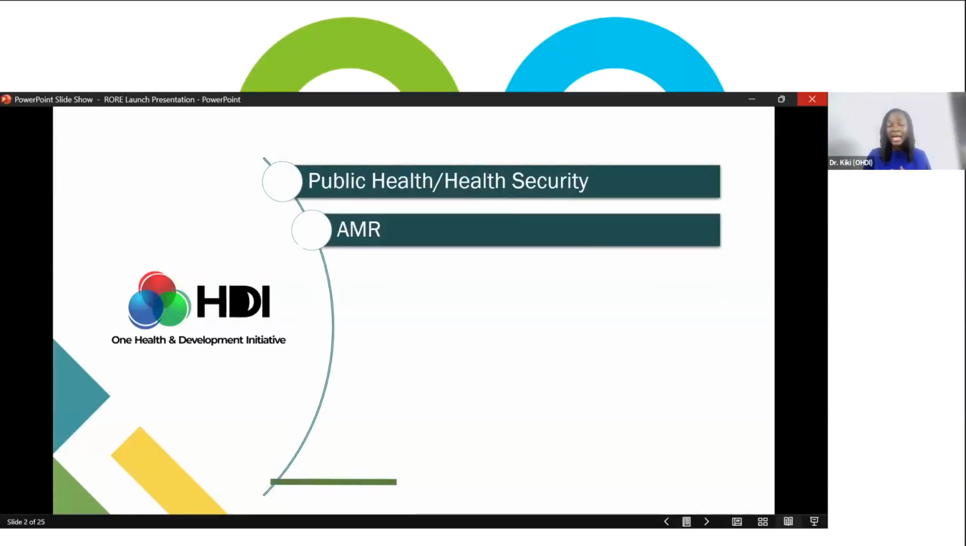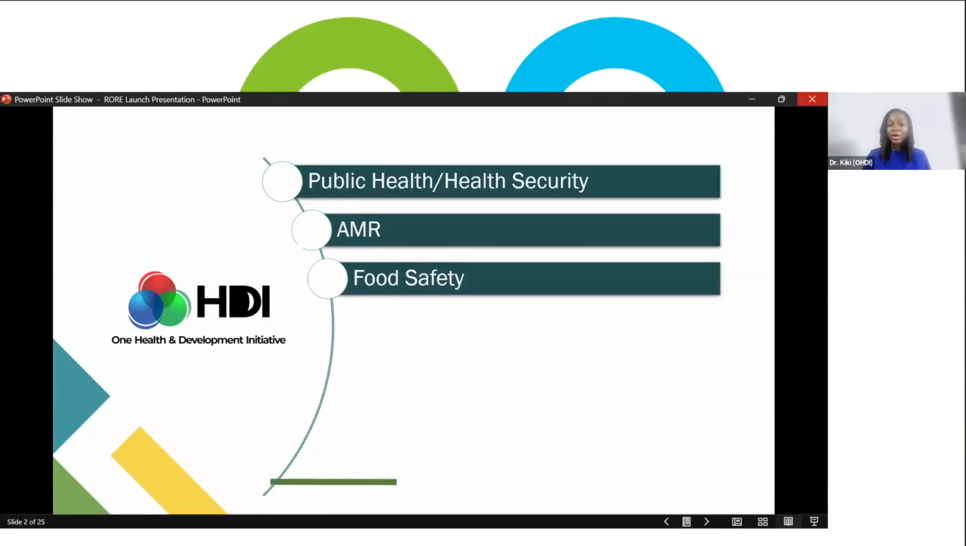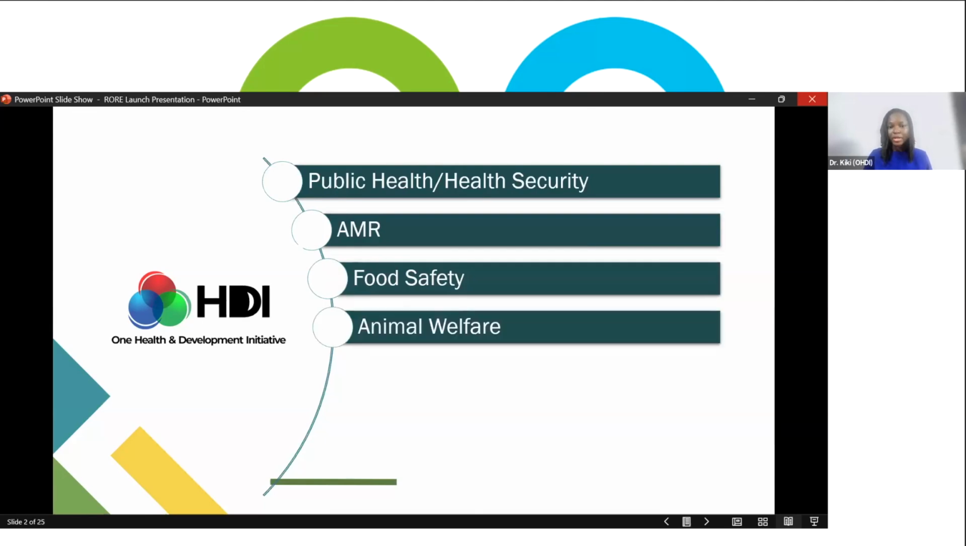We work on AMR mitigation. We do a lot of work around food safety, most importantly in abattoirs. We've done work in abattoirs before, and also some awareness and community engagement on food safety. We do a lot of work around animal welfare, particularly farmed animal welfare. We've done quite extensive work with poultry farmers and fish farmers within Nigeria and across several countries in Africa, engaging and training them on welfare principles and how they impact health, productivity and sustainability.